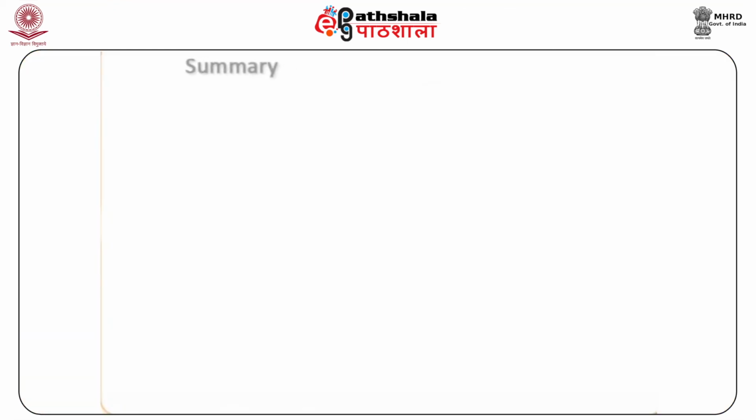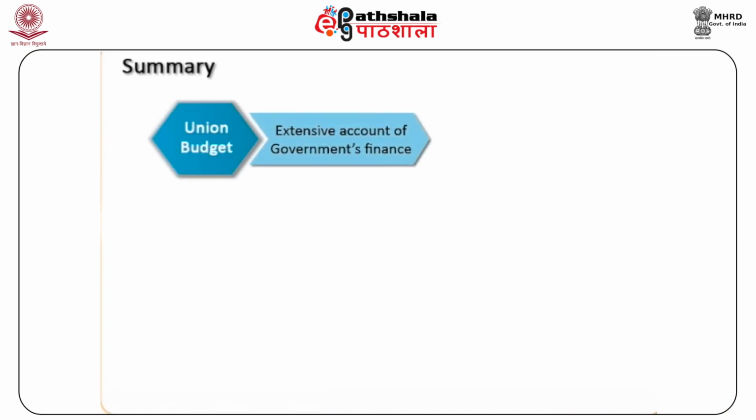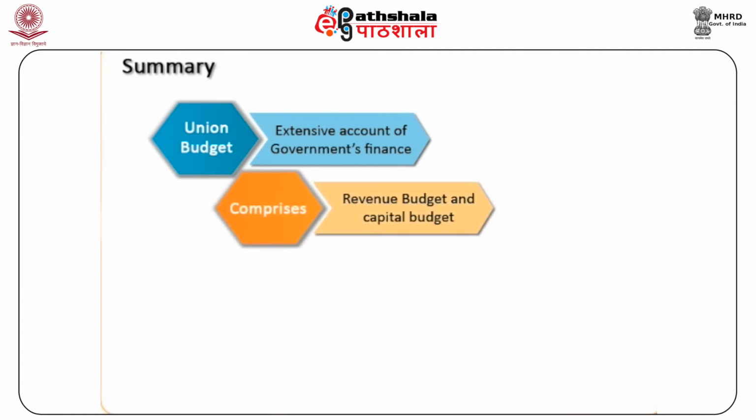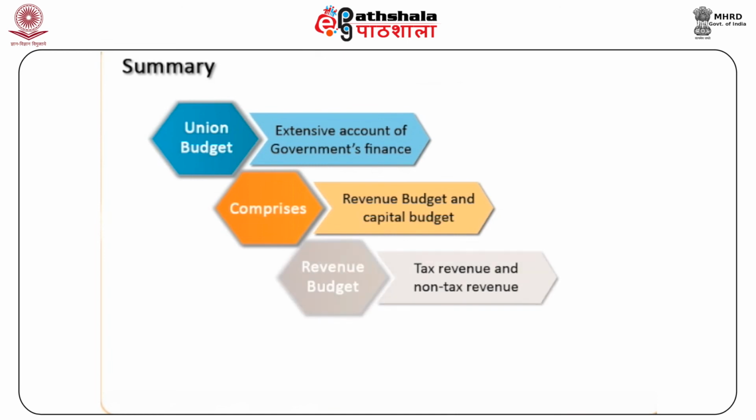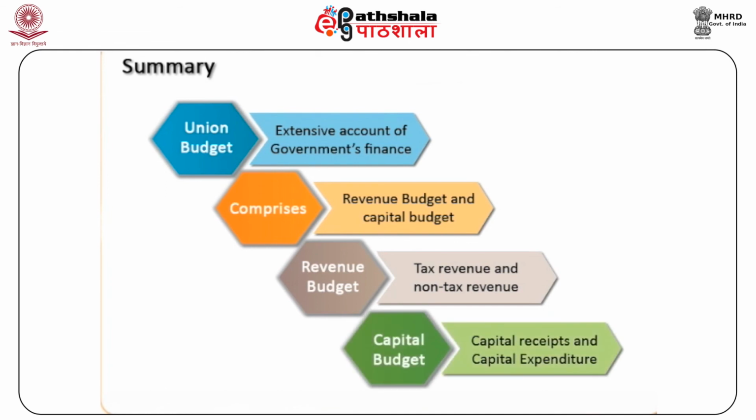Let us now summarize what we have learnt in this module. Union budget is an extensive account of government's finance in which revenues from all sources and expenses of all activities undertaken are aggregated. It comprises of revenue budget and capital budget. Revenue budget includes tax revenue and non-tax revenue. Tax revenue can be further classified as direct tax and indirect tax. Capital budget comprises of capital receipts and capital expenditure.